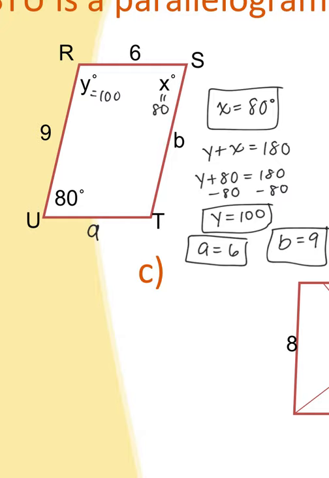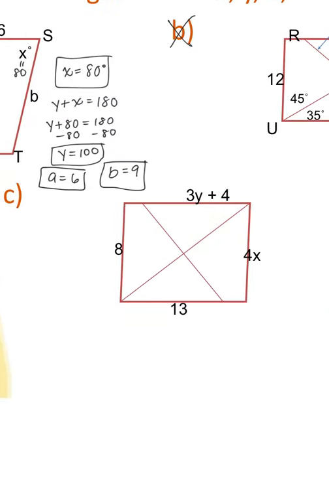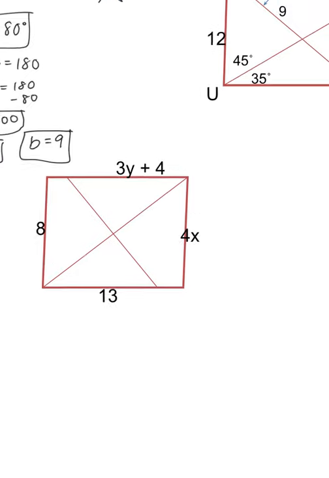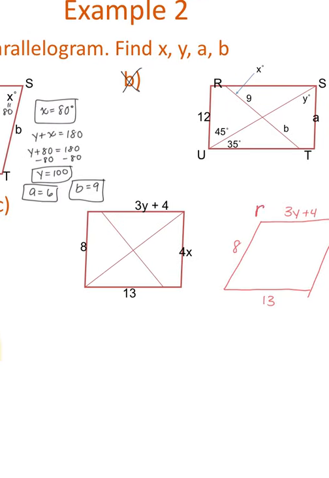We're going to skip b, but we are going to do c. But we're going to need to rewrite c a little bit, okay? So over here on the right, I want you guys to rewrite c as a better parallelogram. And this is 3y plus 4, 4x, 8, and 13. And this should be R, S, T, and U.